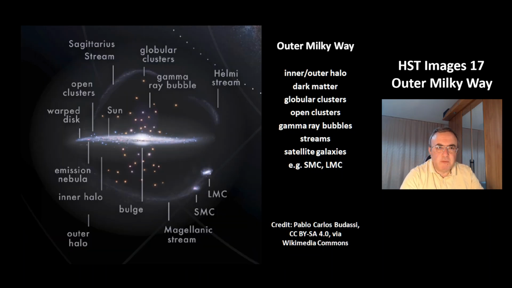This is a nice picture of all the features of the outer Milky Way Galaxy. You have the inner halo and the outer halo. Then you have globular clusters, open clusters, gamma ray bubbles, streams like the Magellanic Stream, and satellite galaxies, for example, the Small Magellanic Cloud and the Large Magellanic Cloud. These are the features of the outer Milky Way Galaxy.